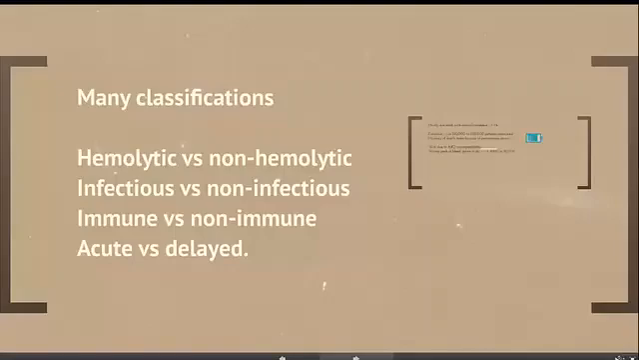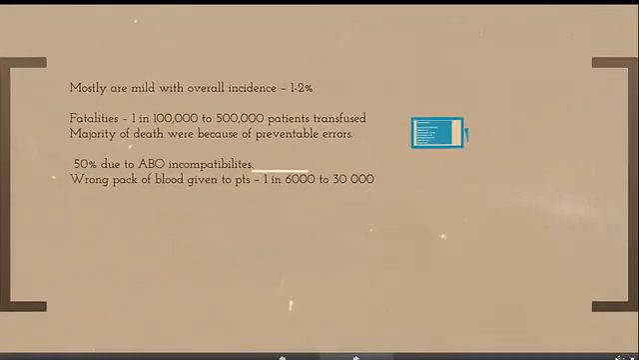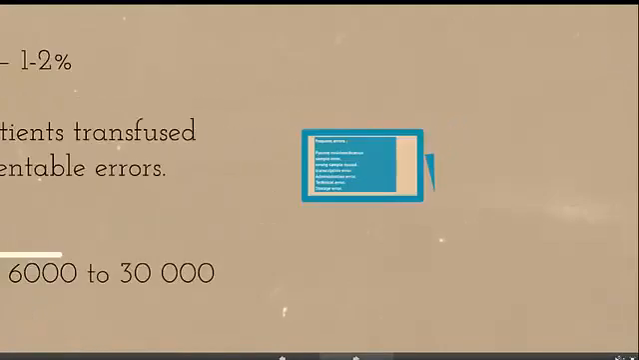These complications of blood transfusion are mostly mild with an overall incidence of 1 to 2%. However, we have fatalities around 1 in 100,000 to 500,000 patients transfused. And the majority of deaths were because of preventable errors. Half of the deaths are due to ABO incompatibilities, in which the patient was given the wrong blood, and this can occur in 1 in 6,000 to 30,000 patients.